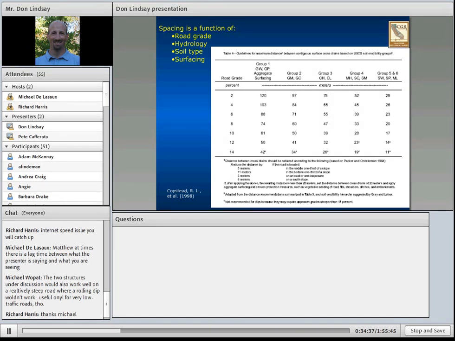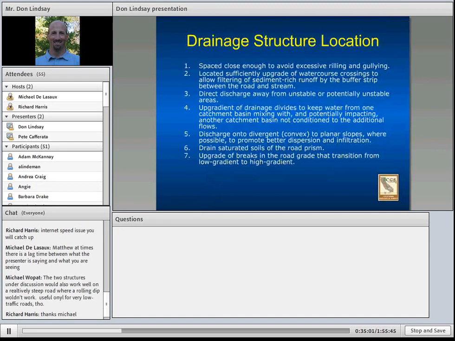Notice that as the soils become more erosive and the roads become steeper, the spacing between drainage structures narrows. Also note in the footnotes, although I admit that it's difficult to read, the footnotes change the spacing based on slope position and aspect. Roads low in a watershed or with a northern aspect would have a tighter spacing. In addition to road drainage structures being placed at close enough spacing to avoid excessive rilling and gullying, they should also be placed based on the following, which we'll discuss individually.